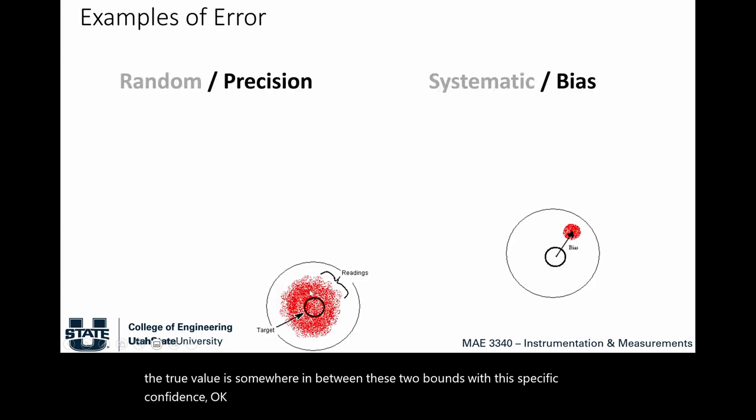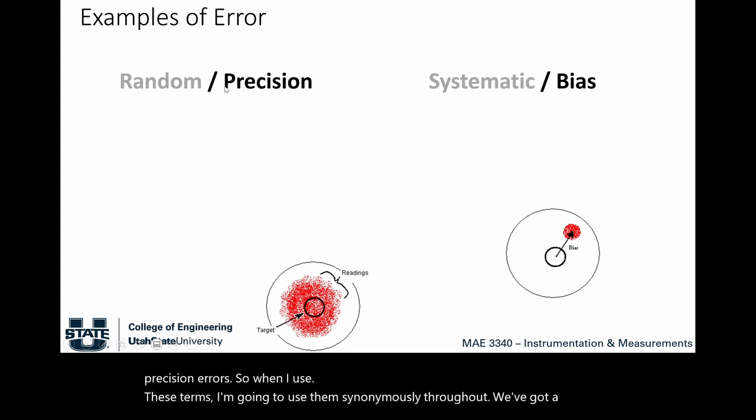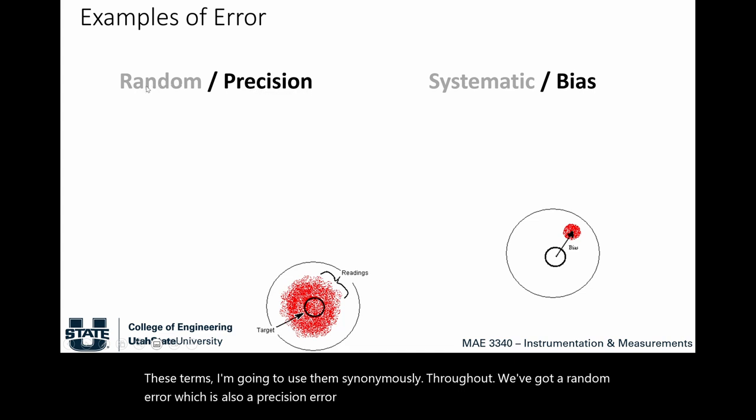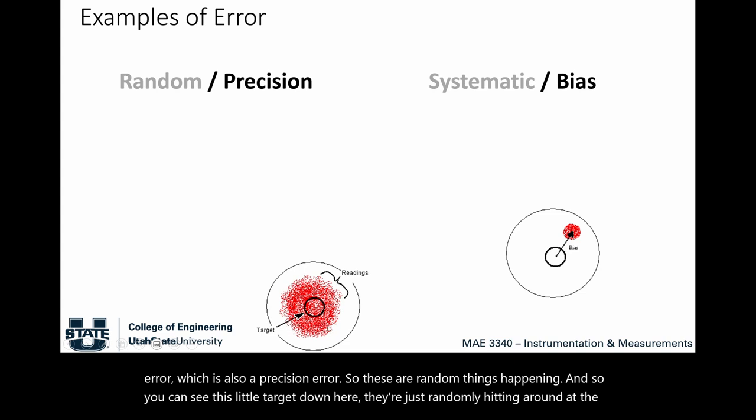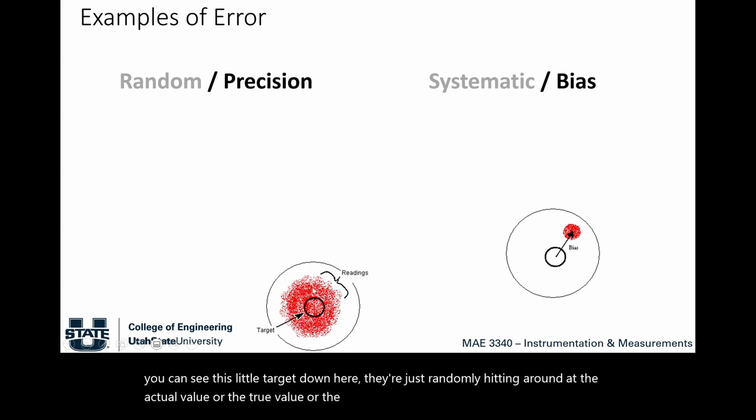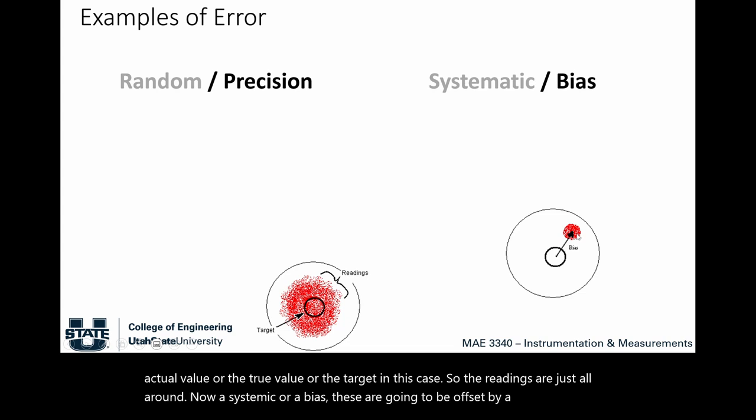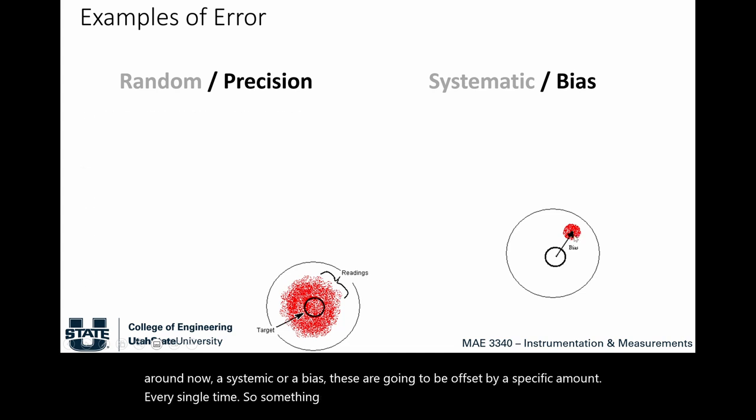All right, so here are some examples of error. We've got random or precision errors. So when I use these terms, I'm going to use them synonymously throughout. We've got a random error, which is also a precision error. So these are random things happening. And so you can see this little target down here. They're just randomly hitting around at the actual value or the true value or the target in this case. So the readings are just all around. Now a systemic or a bias, these are going to be offset by a specific amount every single time. So something is causing this bias.